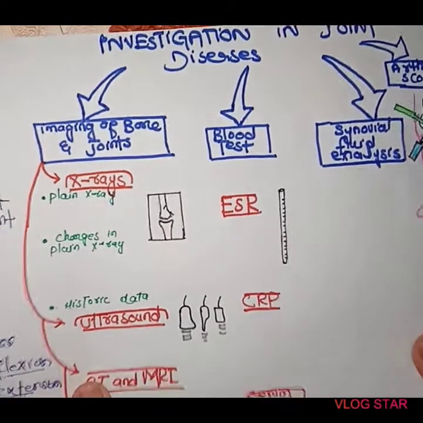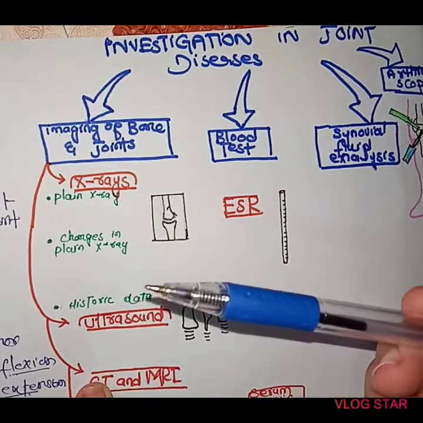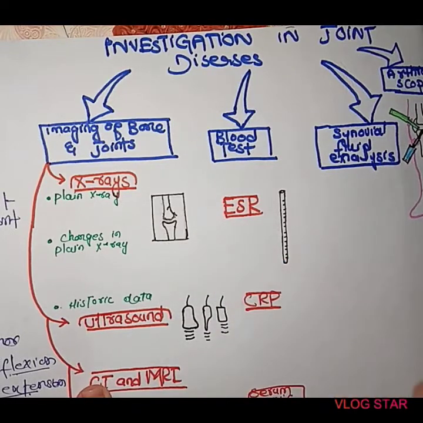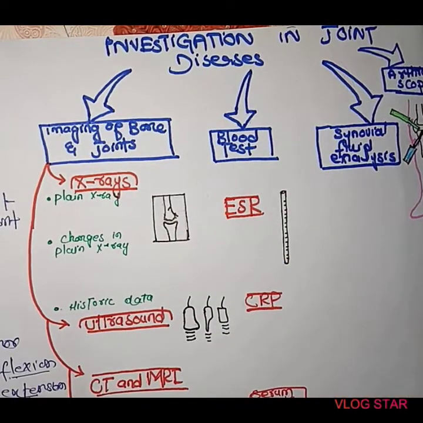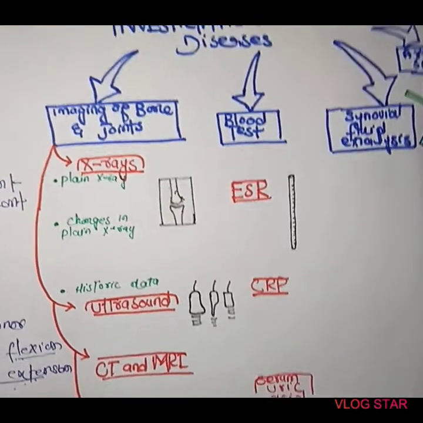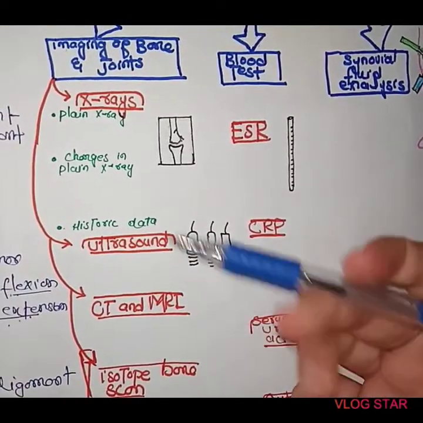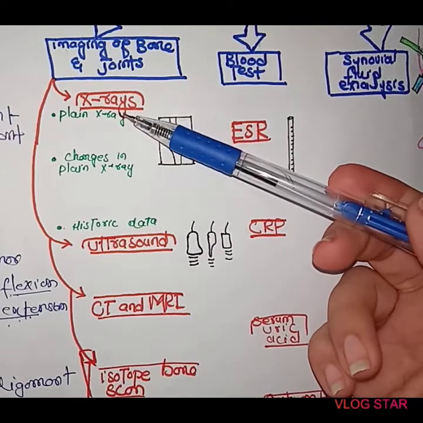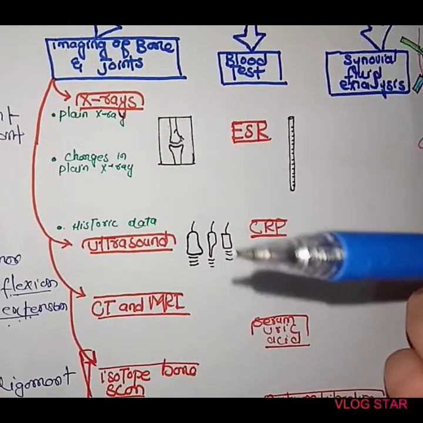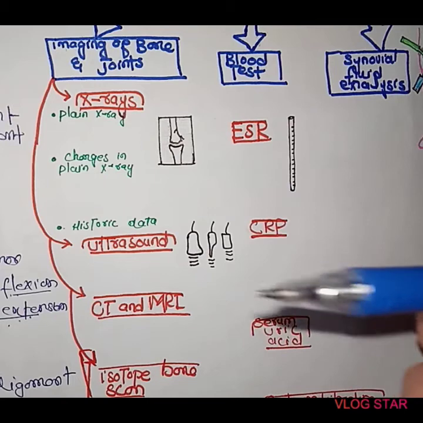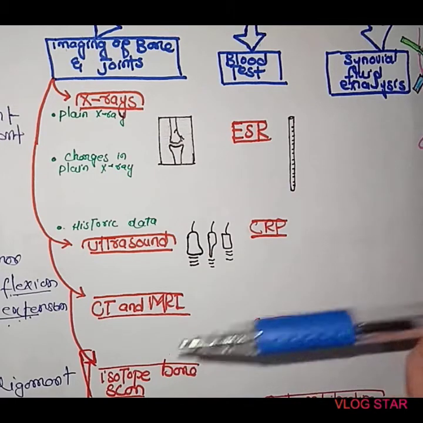Okay, how can we see the image of the bone and the joint? We can see the image of bone and joint through the following procedures: the x-ray, ultrasound, CT, MRI, isotope bone scan, and DEXA scan.